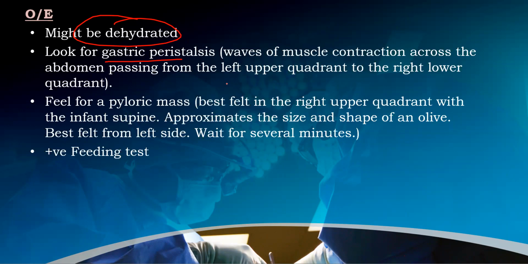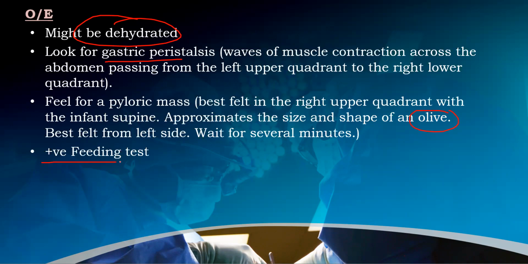Now, it's not always that you will get it. In some children, you might not even get it at all. And when the child cries, then only you can see the gastric peristalsis. So it can happen. And also on palpation, you can feel a pyloric mass. The pyloric mass is best felt in the right upper quadrant, and it's kind of an olive-shaped mass.